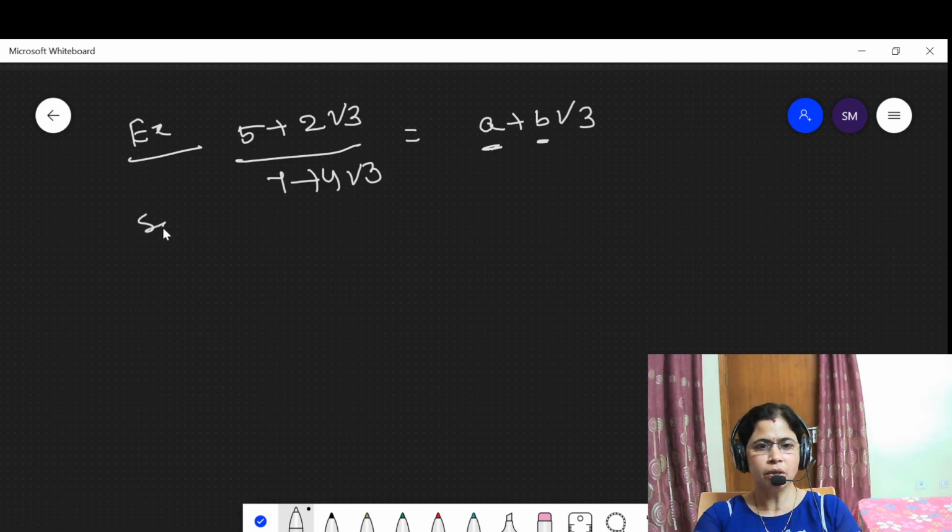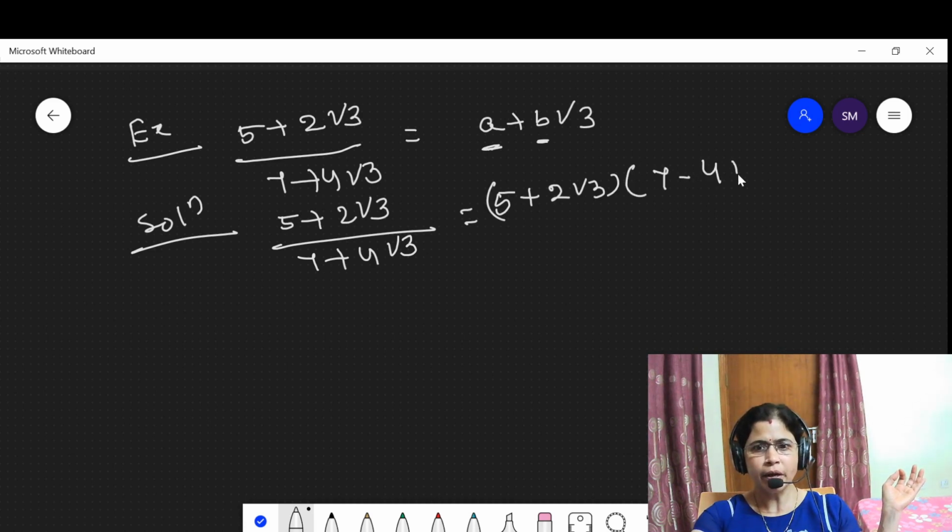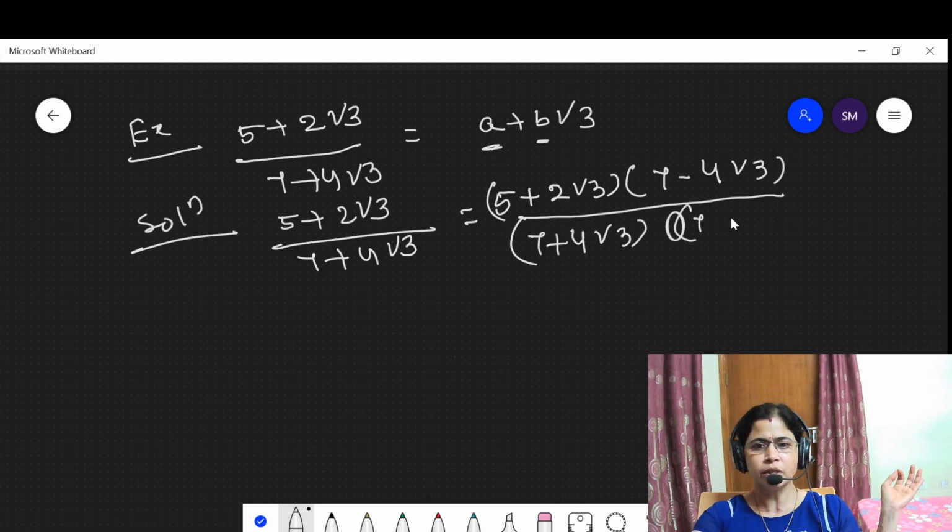Now solve this. The question is 5 plus 2 root 3 upon 7 plus 4 root 3. Here you have to multiply the numerator and denominator both by 7 minus 4 root 3. The numerator is 5 plus 2 root 3 into 7 minus 4 root 3. When you multiply the same number in the numerator and denominator, there will be no change in value.